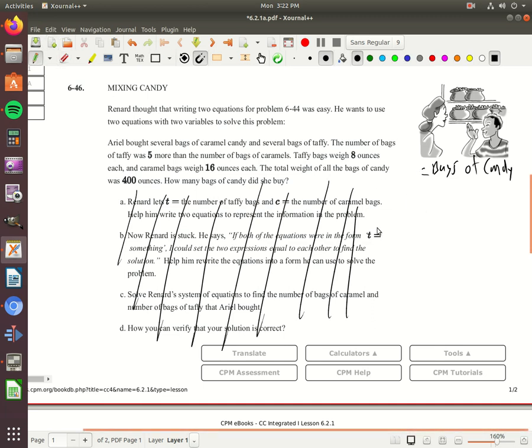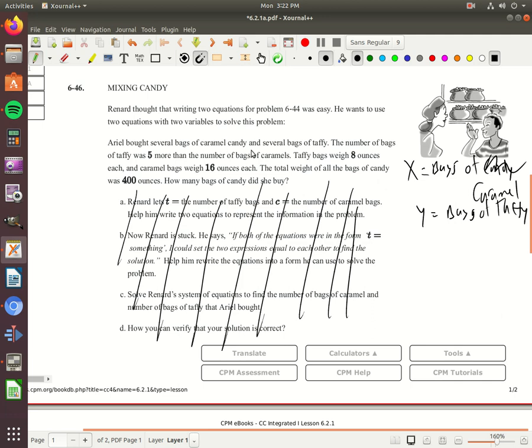Really, it was kind of a poorly written question. What it should say: the total weight of all the bags of candy was 400 ounces. How many bags of each kind of candy did she buy? Then I wouldn't need all this nonsense, but they didn't do a good job of explaining that. So we have different kinds of candy. X is bags of caramel, and Y is bags of taffy.